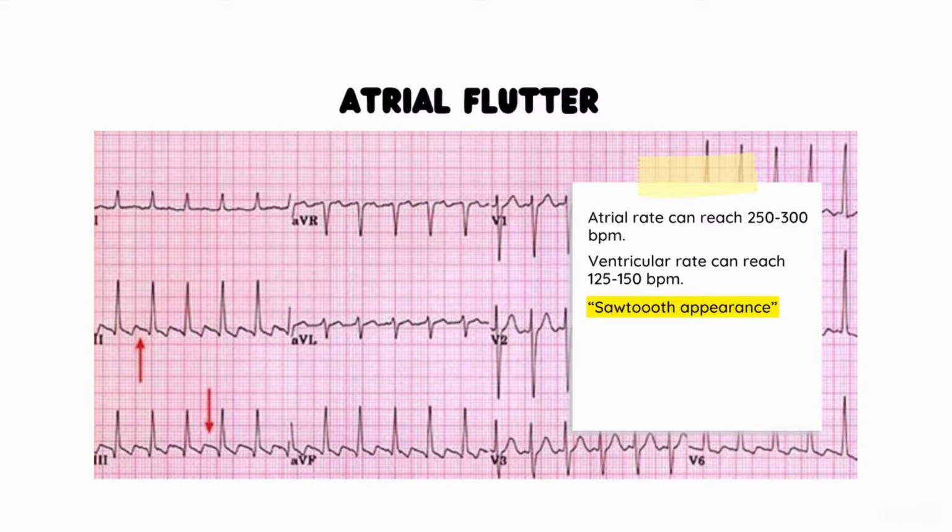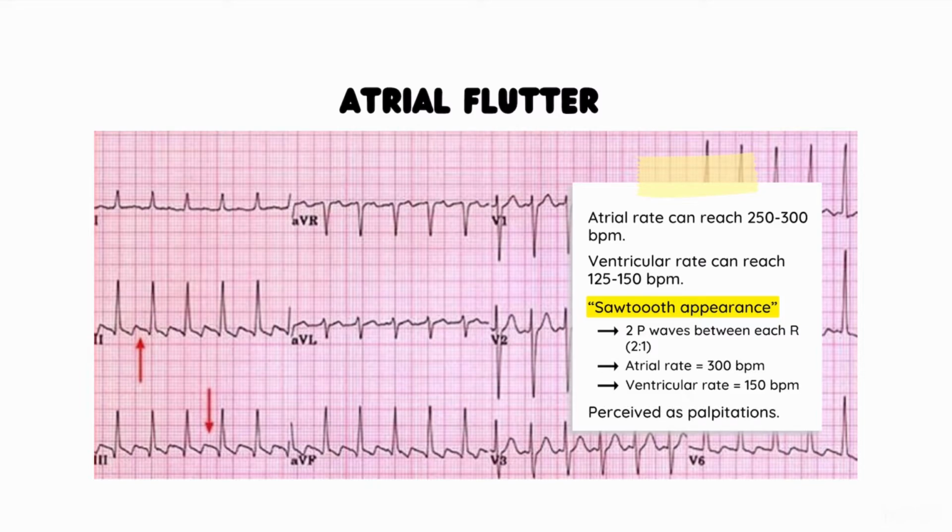For example, here we have two P waves preceding each R wave. The atrial rate is about 300 beats per minute, and the ventricular rate is about 150 beats per minute. Similarly to AFib, a flutter may be perceived as palpitations.